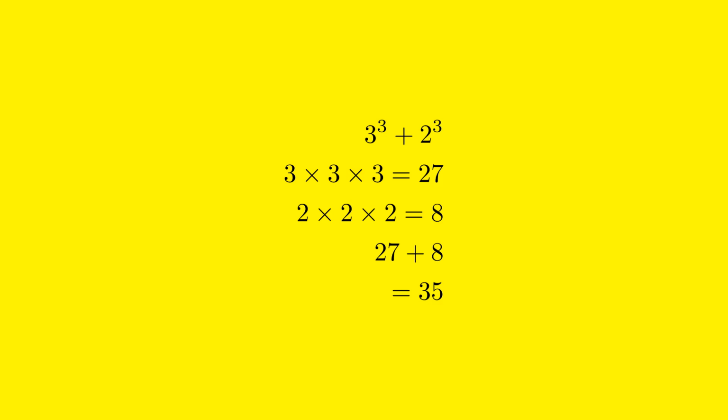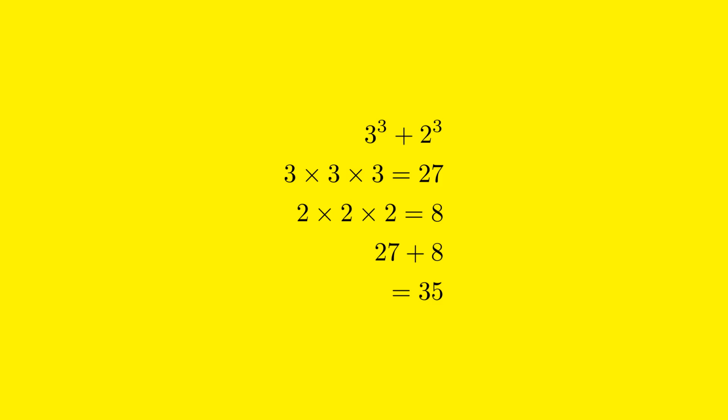Next, let's evaluate 2 raised to the power of 3. This means we multiply 2 by itself 3 times. So 2 multiplied by 2 equals 4, and then 4 multiplied by 2 equals 8. Therefore, 2 raised to the power of 3 is 8.